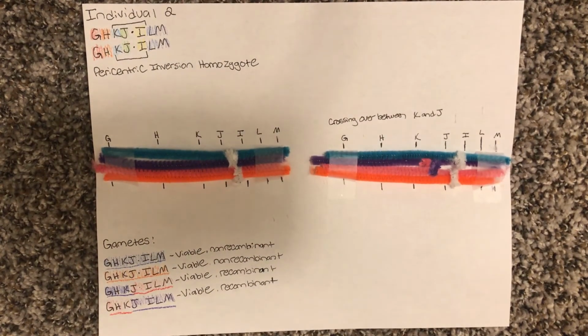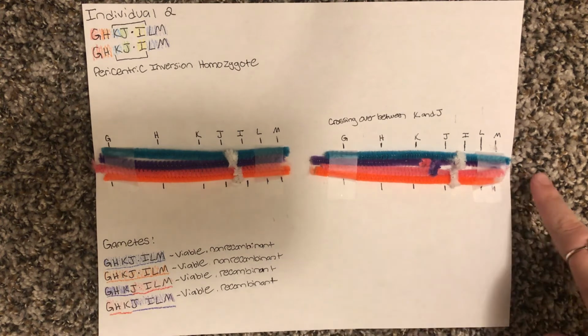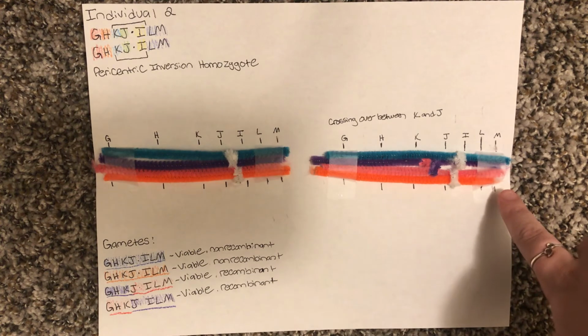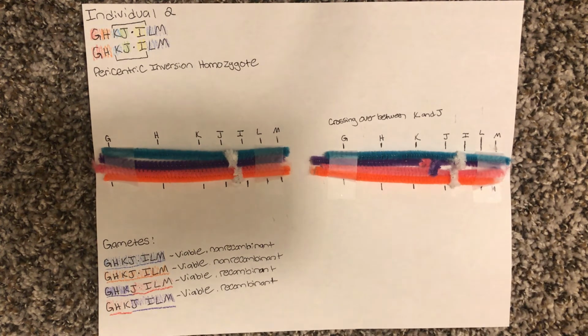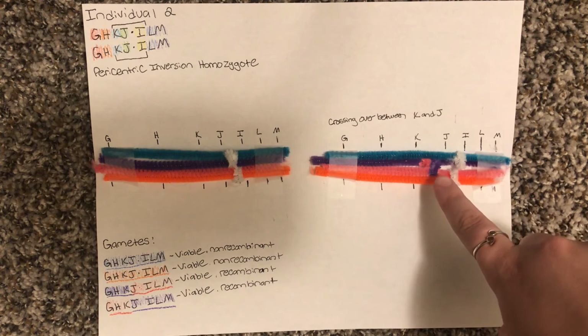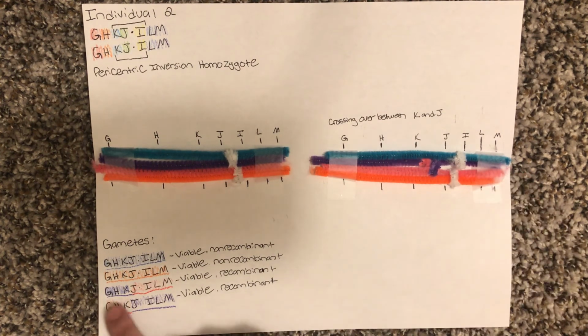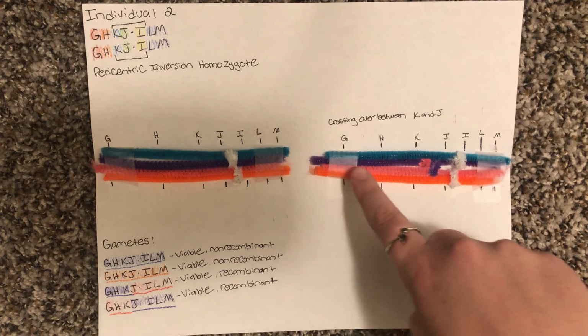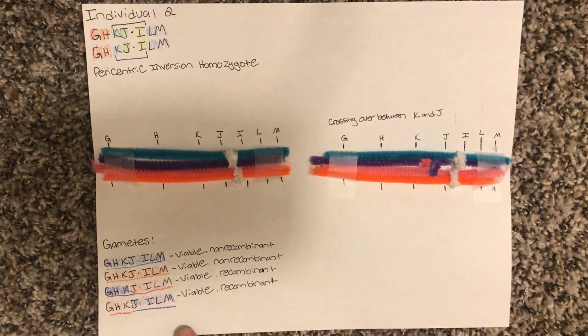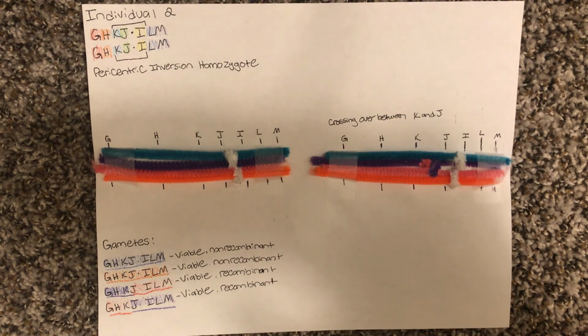If a crossing over event occurred between K and J, it would look like this, where the blue strand and the orange strand would produce gametes that would be non-recombinant and look like this, while the purple strand would go along here, hit the crossing over point, and finish off as pink, and would look like this, while the pink strand would start here, hit the crossing over point, and then become the purple strand, and it would look like this. They would all be viable because they all have every allele and no duplications.